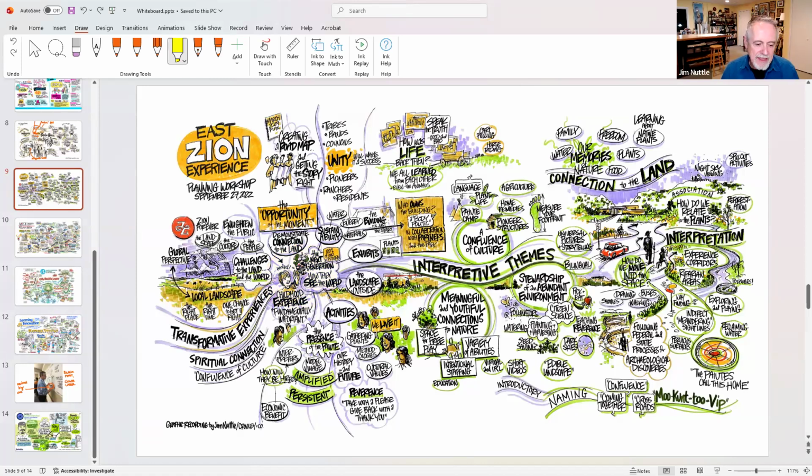And then really, it was a lot of themes that came up: transformative experiences, opportunity of the moment, unity. They had quite an extensive representation of the local indigenous community, so they wanted to make sure that their story was told. So that was in the morning.